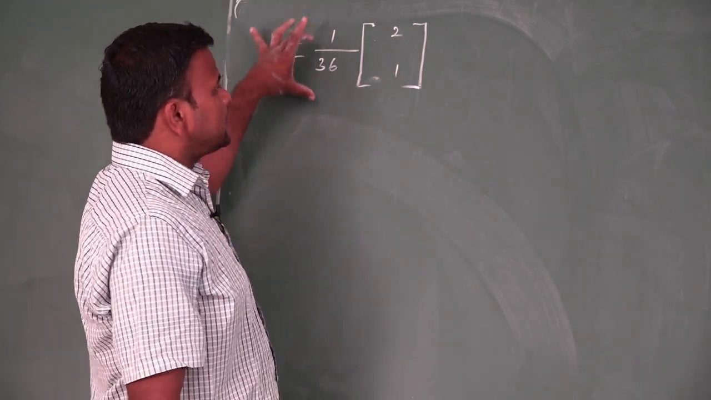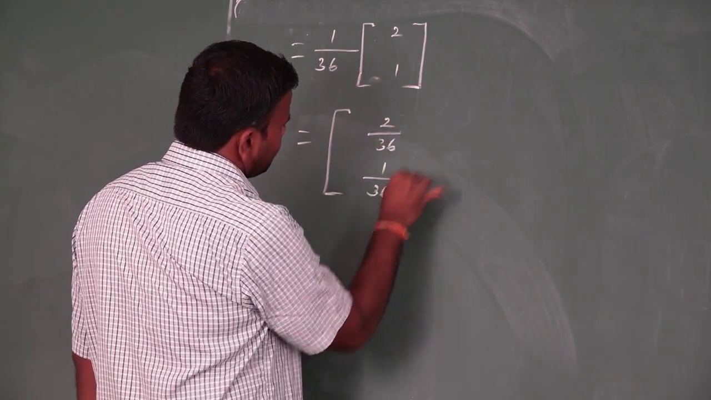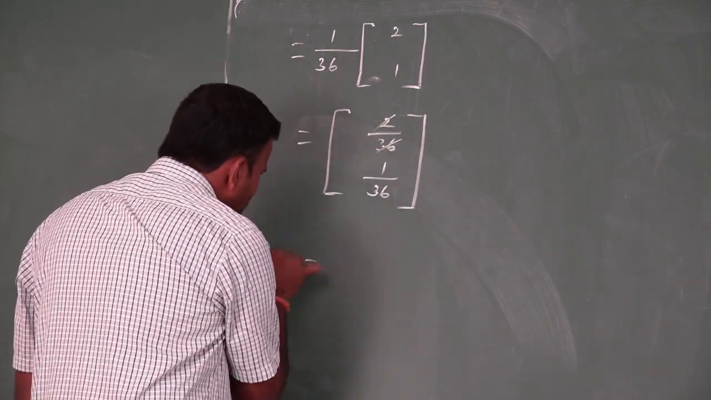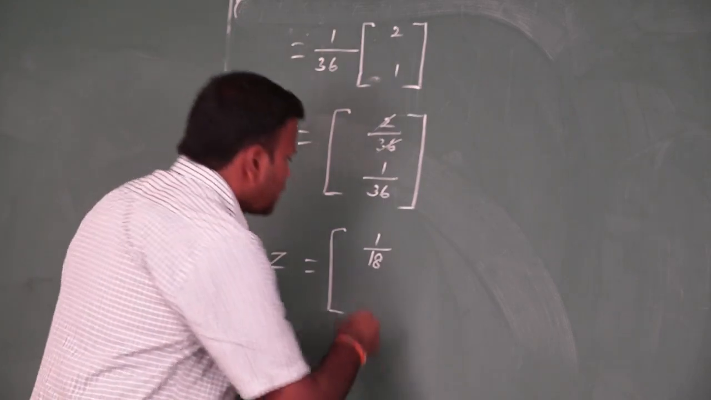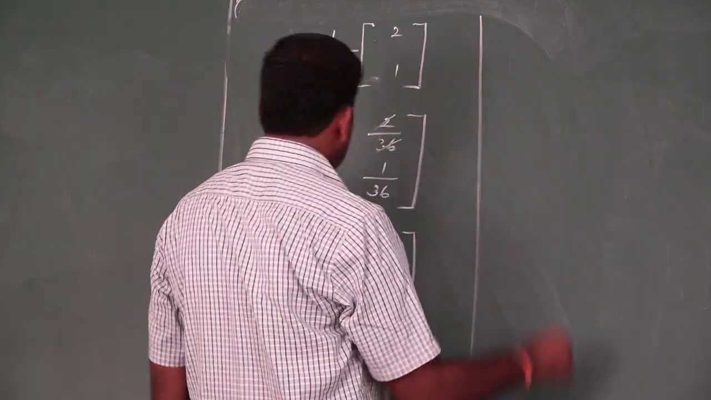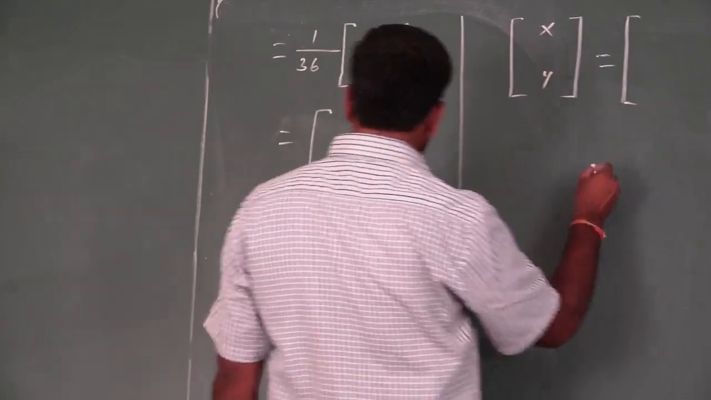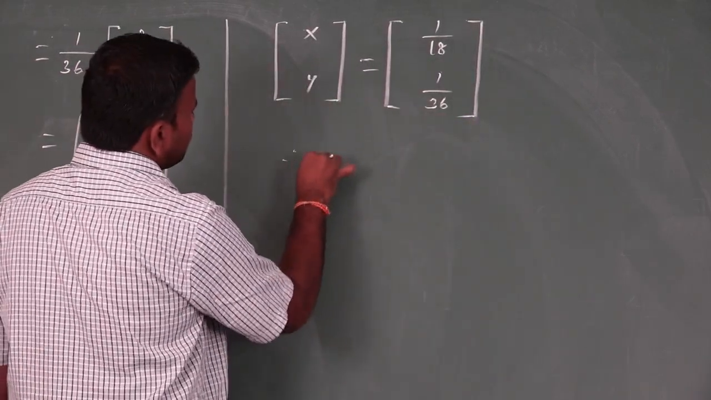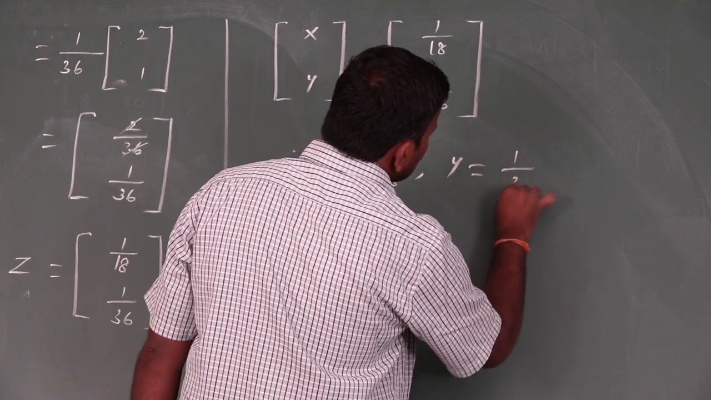Our next step is to multiply this 1 by 36 inside. So it becomes 2 by 36 and 1 by 36. There is a chance to simplify. The value of Z is 1 by 18 in the first row, and the second row is 1 by 36. Now we use the value of Z. The value of capital Z is nothing but the matrix whose values are capital X and Y, whose values are 1 by 18, 1 by 36. Therefore, the value of capital X is 1 by 18 and the value of capital Y is 1 by 36.